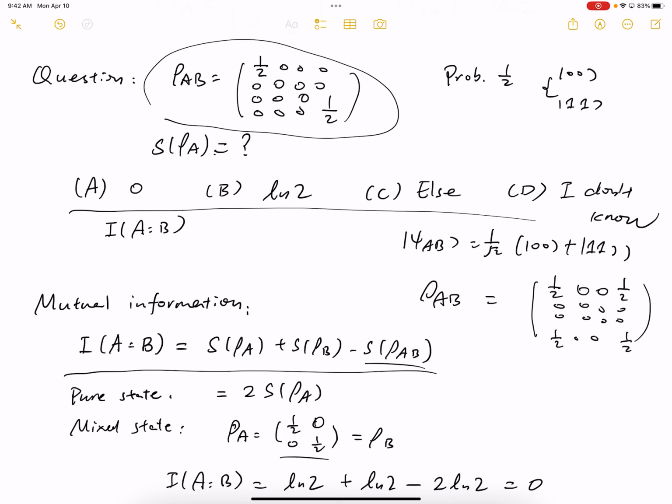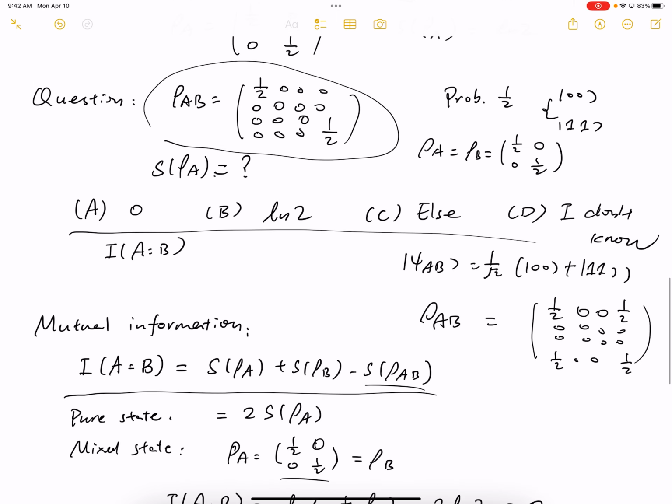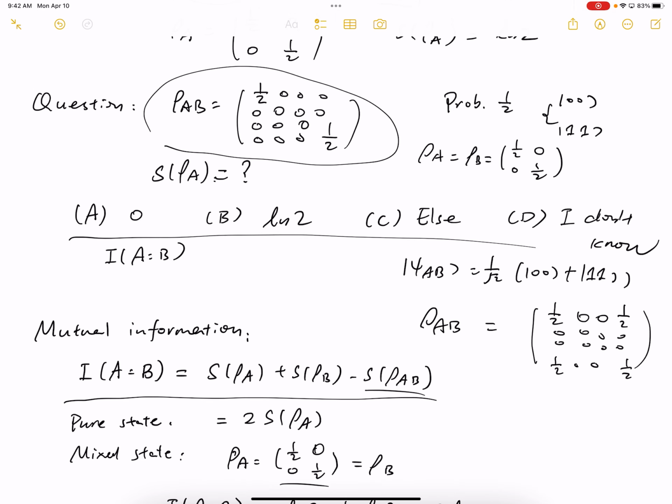So you just need to calculate the entropy of rho A, rho B, and rho AB. And rho A and rho B for that one, we already figured out. Both rho A and rho B for this are just equal to the identity matrix. Then the basic thing is you want to calculate S of rho AB. If you forget how to calculate the entropy, it's the sum of its eigenvalues times the log of the eigenvalues, and you only sum over the non-zero probabilities. So it shouldn't be hard to figure out.